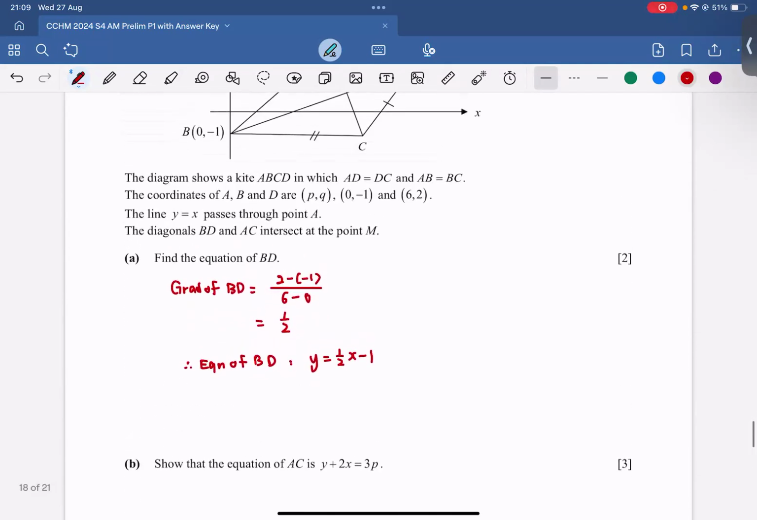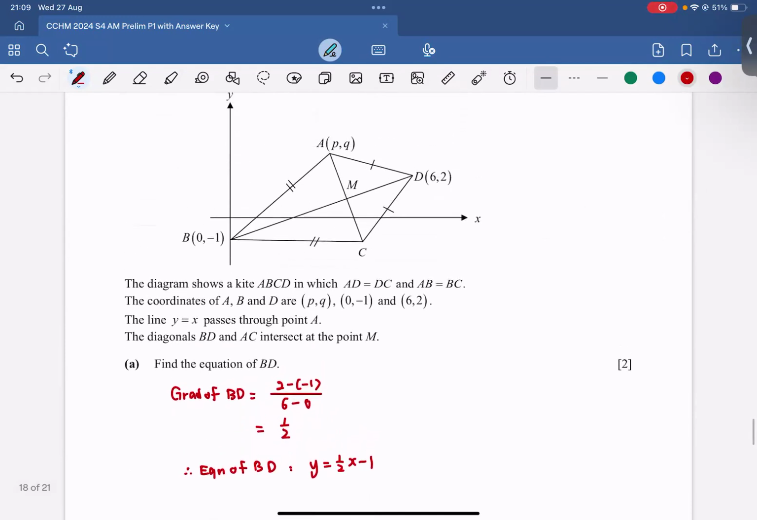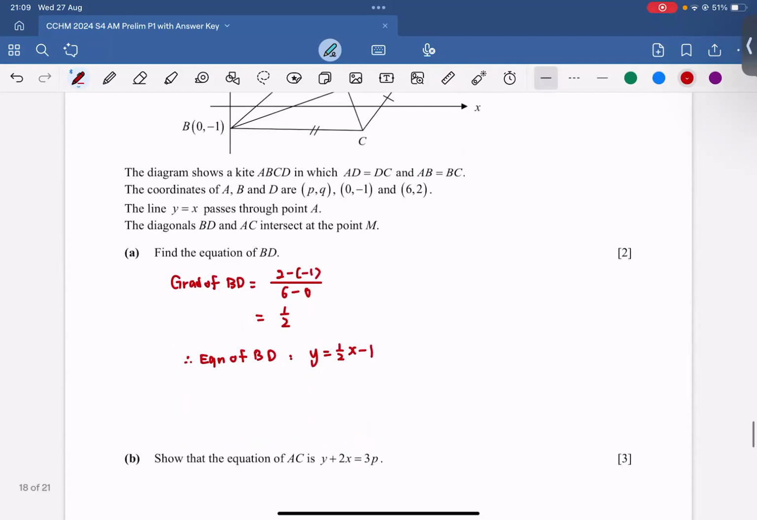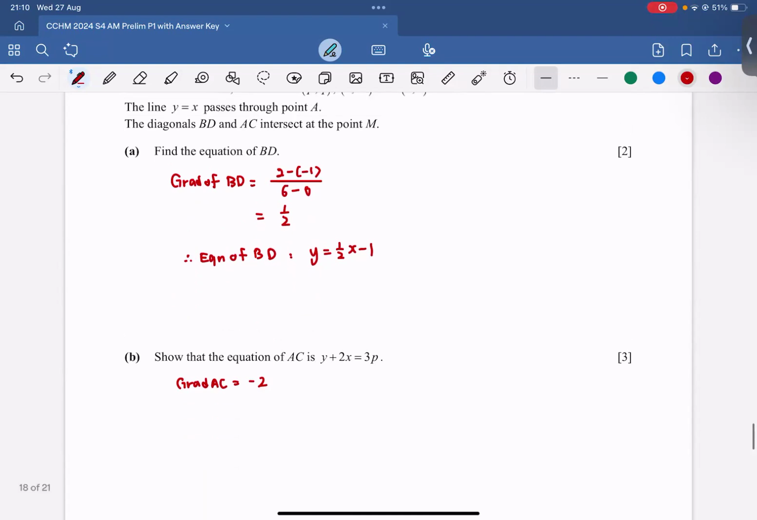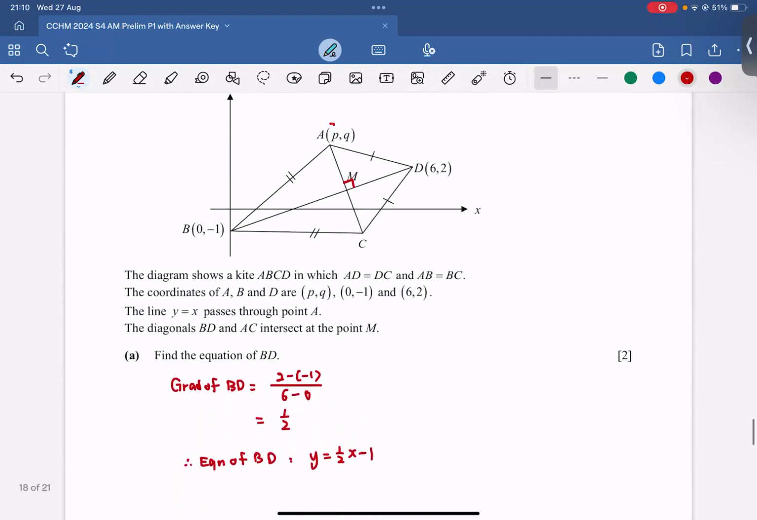Next part, show the equation of AC is y plus this. You need to know the property of the kite, that this is 90 degrees. With this 90 degrees, we can use the gradient of BD to find the gradient of AC. The gradient of AC is just flip the half to become 2 over 1, then add a negative. The gradient of AC is negative 2. Now we need a point. The point is definitely point A. The question also mentioned that y equals x passes through A. This tells me that the y coordinate and x coordinate of A are the same.